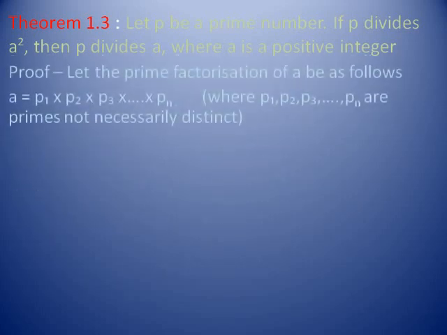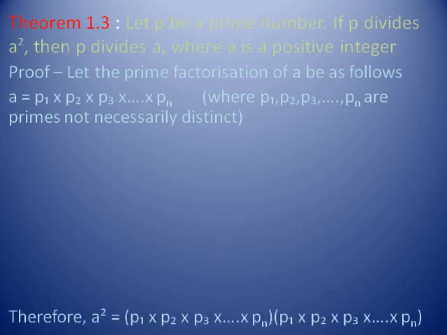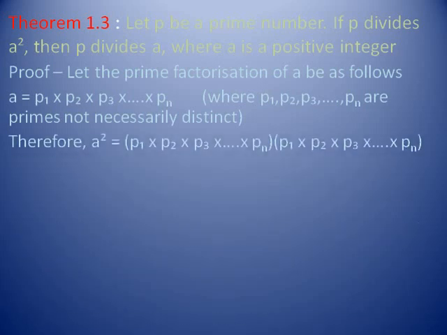Let us now prove the theorem. First of all, let the prime factorization of A be as follows. A equals P1 into P2 into P3 up to Pn, where P1, P2, P3 and Pn are primes, not necessarily distinct. Therefore, A square is equal to (P1 into P2 into P3 into Pn), again in another bracket (P1 into P2 into P3 into Pn).